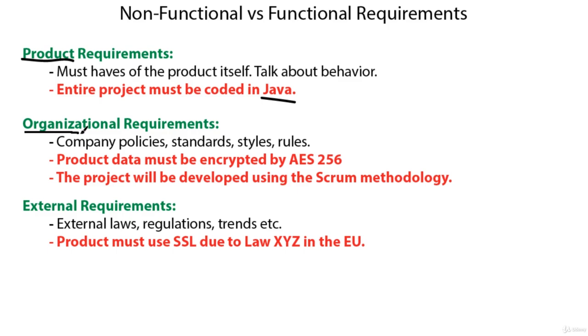Then we get into organizational requirements, and this usually comes down to the policies and the standards and the styles and the rules of the organization you're working in and with. So for example, maybe the organization you're working with is a military organization, and they say anytime data changes hands, it has to be encrypted. Doesn't matter if it's internal or external, it has to be encrypted. Therefore, one of our organizational requirements would be the product data must be encrypted by AES 256.